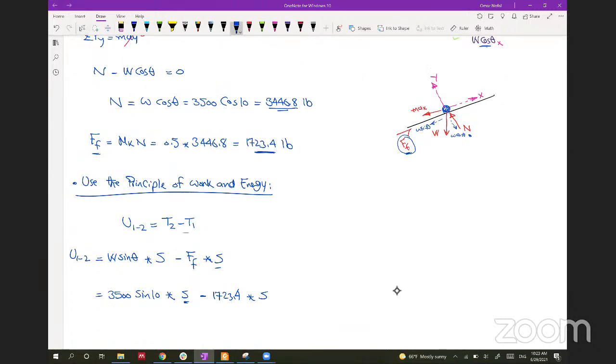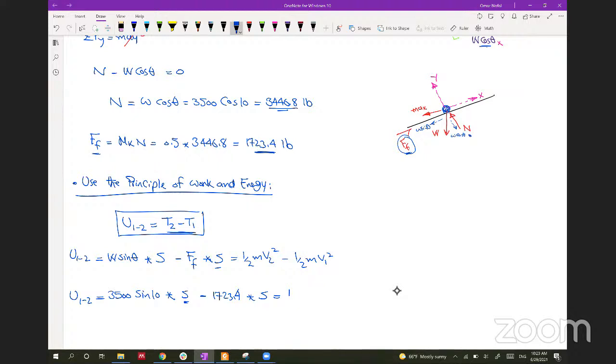And let's substitute in this equation. U12 should be equal to T2 minus T1. So T2 is equal to half m v2 squared. How about if we put the symbols here: half m v2 squared minus half m v1 squared.